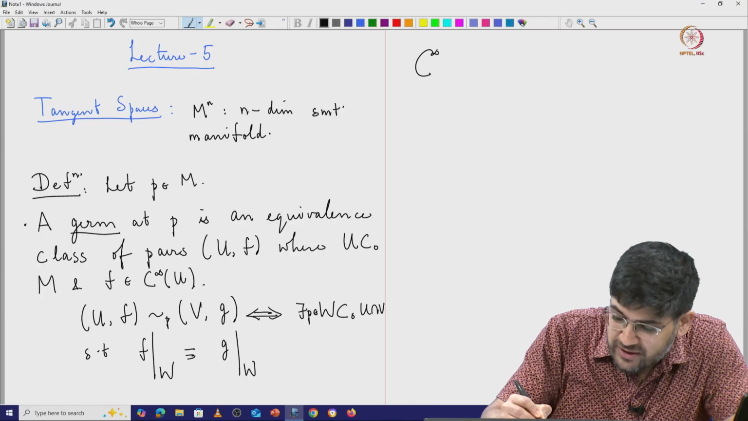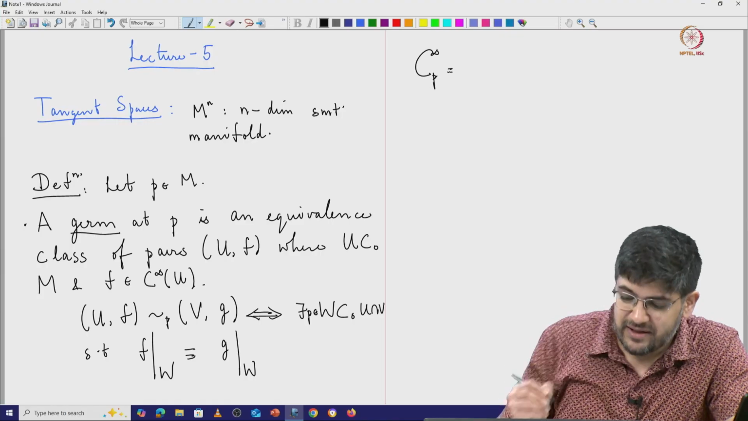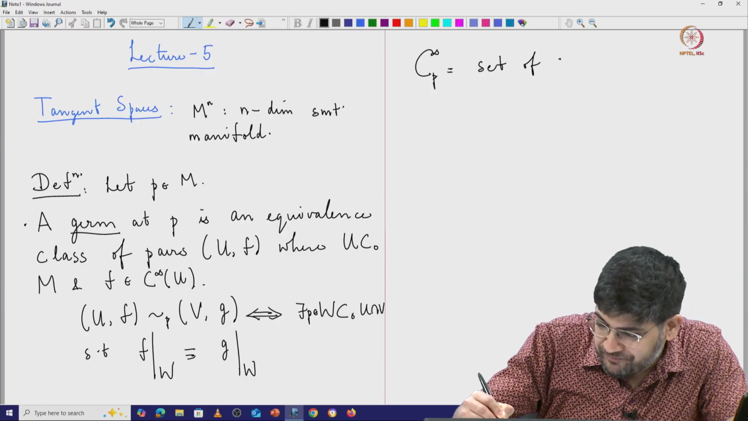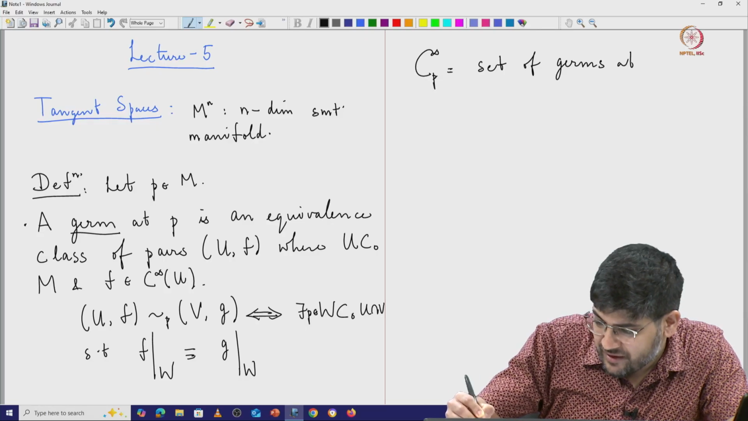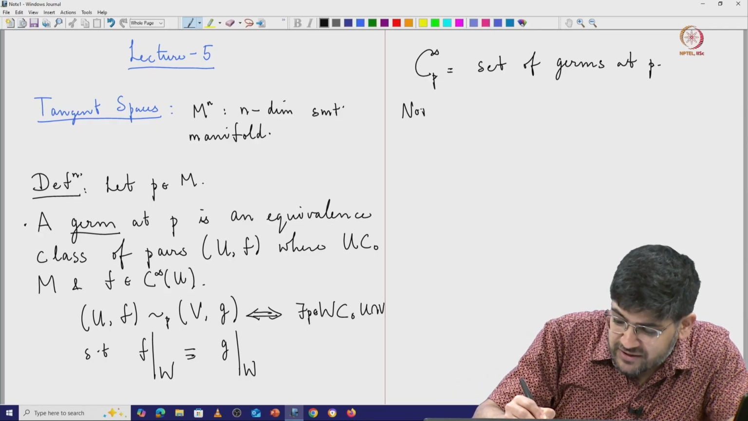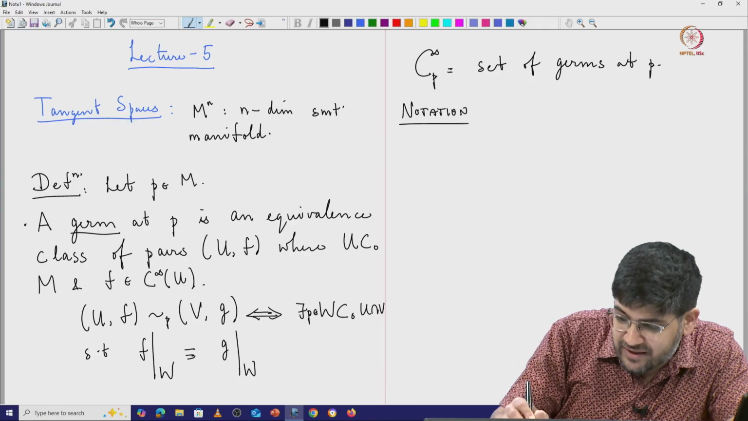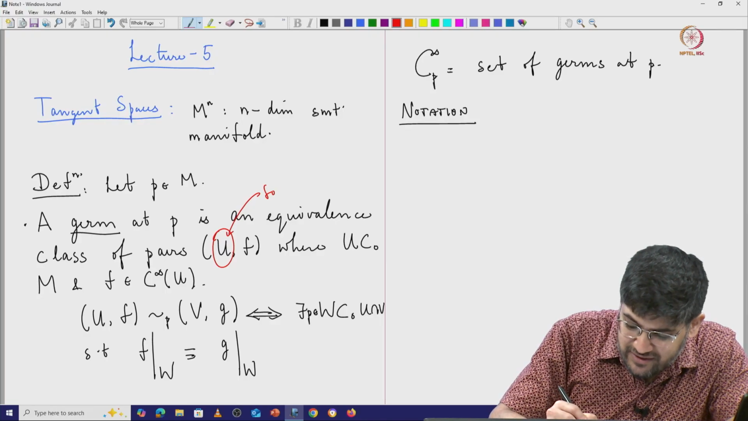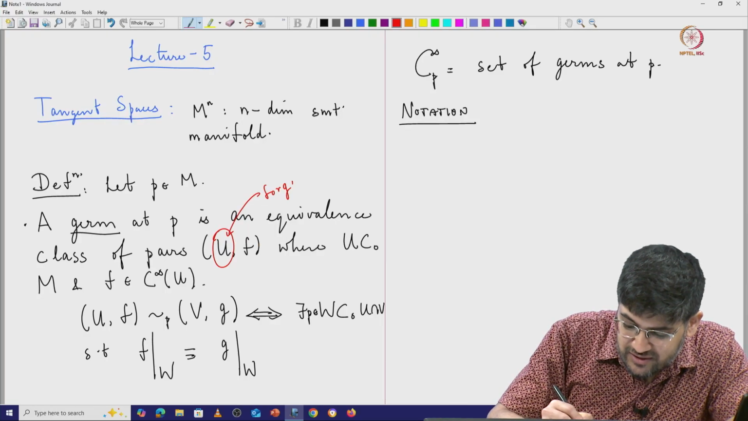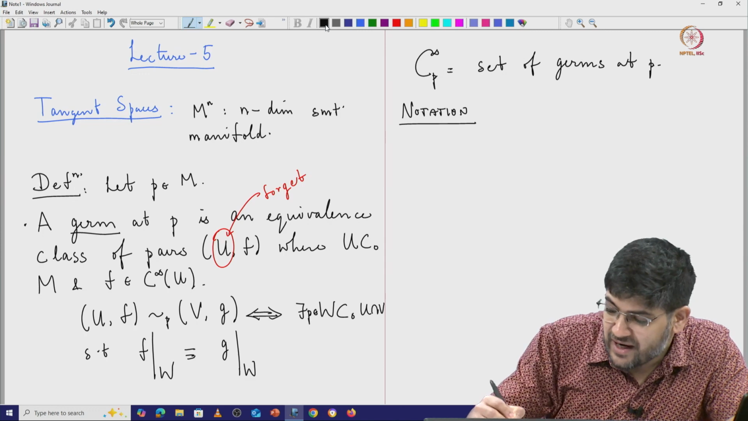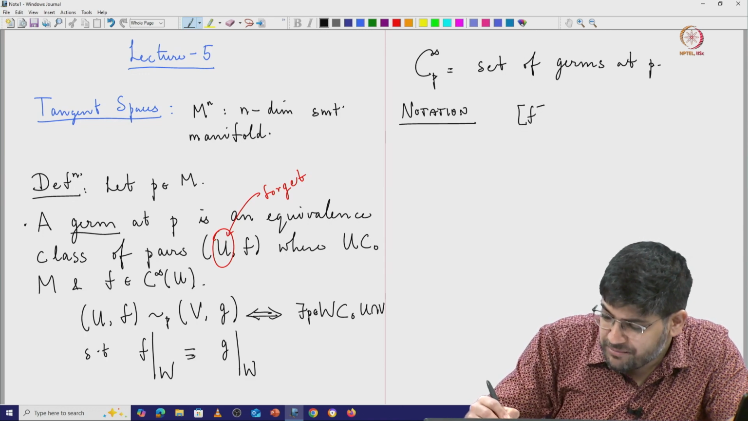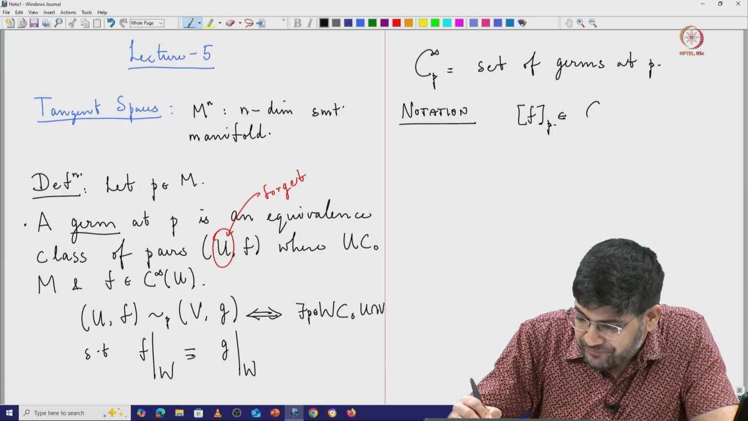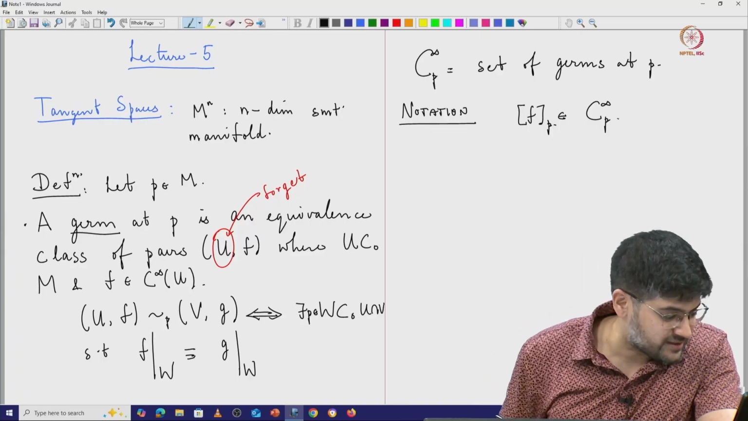So then we denote by C infinity of P the set of germs at P. Okay, and in our notation we will usually forget this open set and we will just denote a germ as the equivalence class of some function at P. Okay. So this will be our notation.